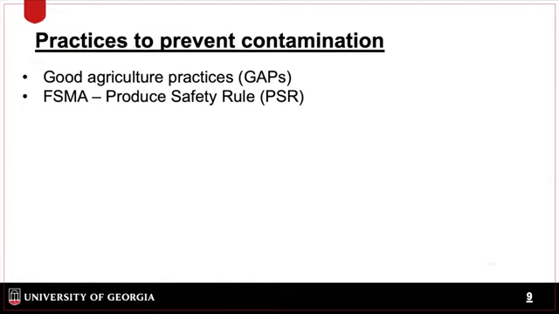So to minimize those risks of contamination, I'm going to point out some practices that can prevent contamination. Overall, following good agricultural practices and the requirements of the FSMA Produce Safety Rule are key to preventing and minimizing produce contamination and future outbreaks.